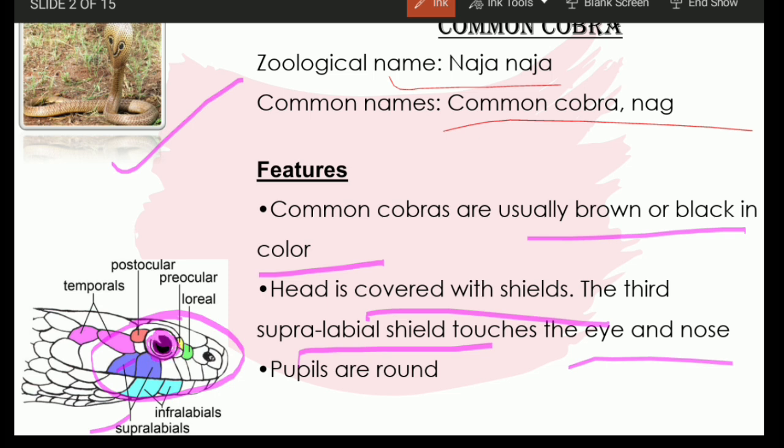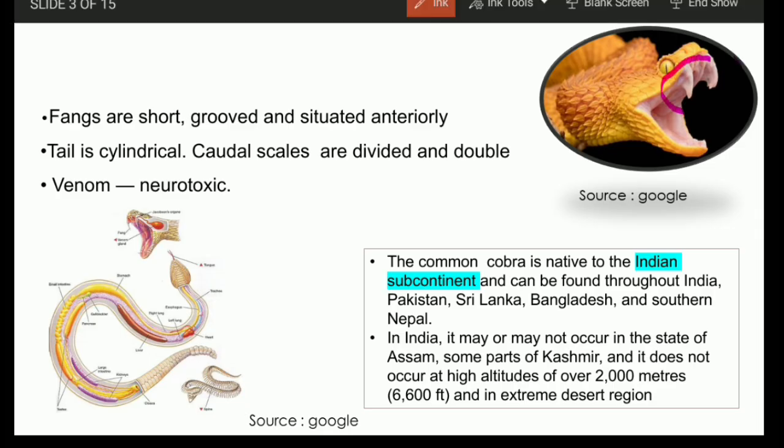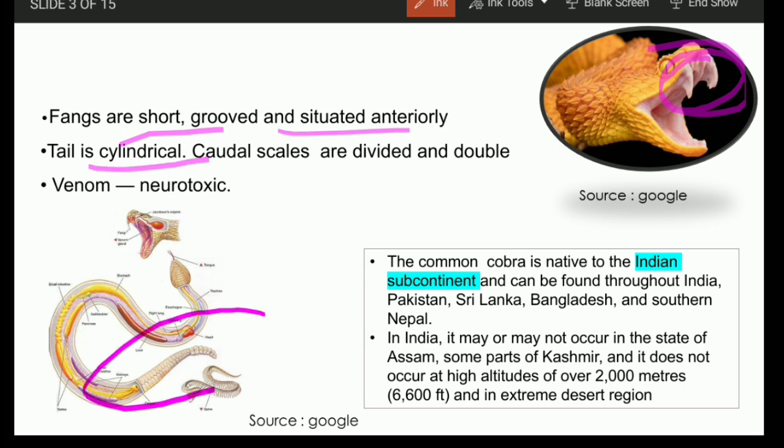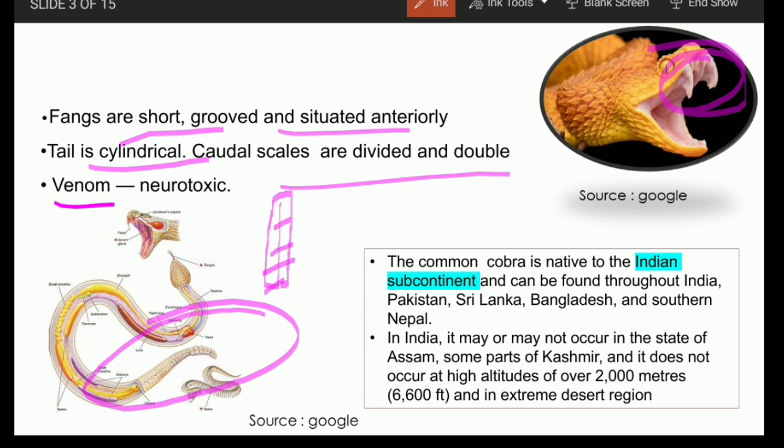And the shape of the pupil is round. It is neither oval nor triangular, nor similar to that of human beings. Now what are the fangs? This portion is termed as fangs. These are the fangs of snakes. In case of cobra, these fangs are short, grooved, and situated anteriorly. Then the tail is mostly cylindrical in shape. Look at this diagram. The tail of cobra is cylindrical and the caudal scales are often divided, double caudal scales, somewhat like this.